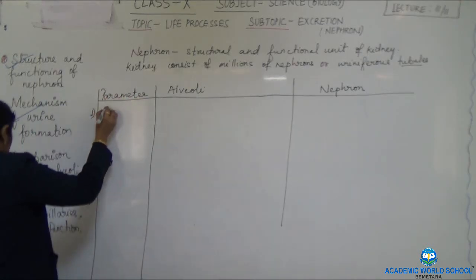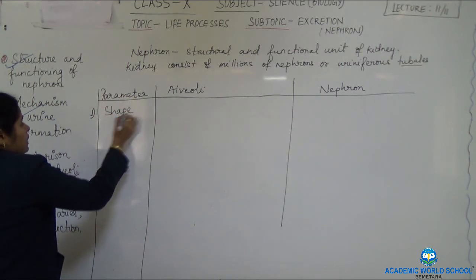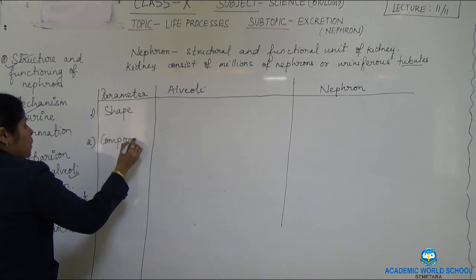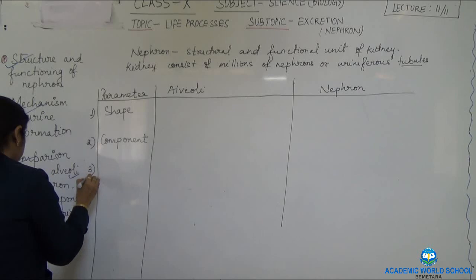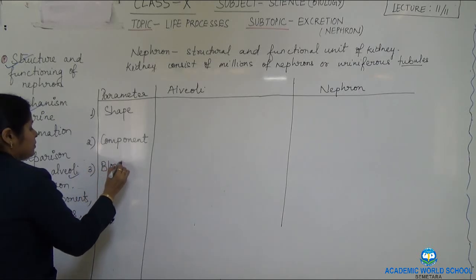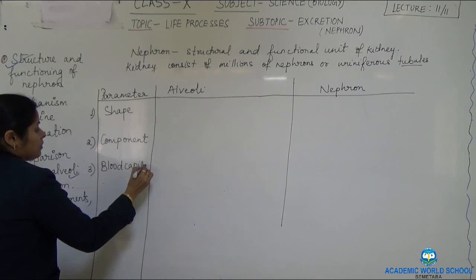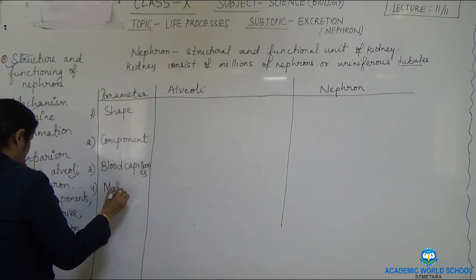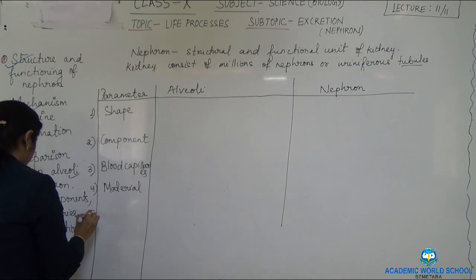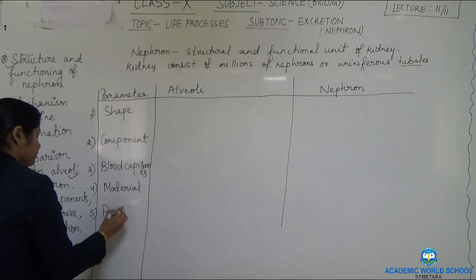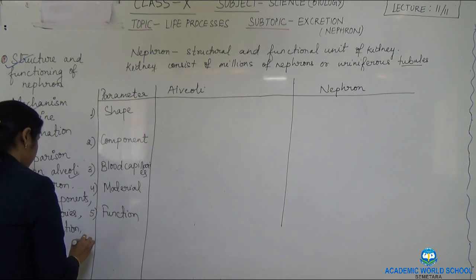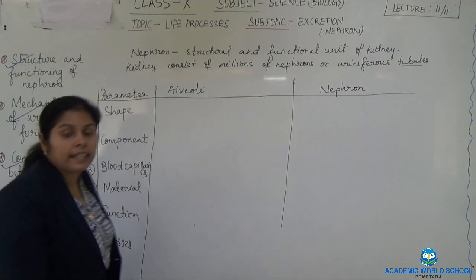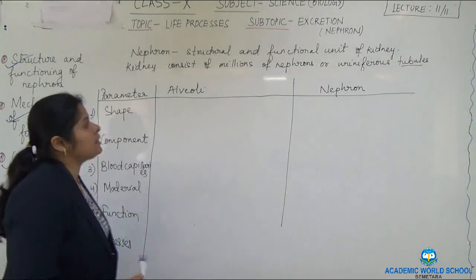The first parameter will be shape. Let me write down the parameters first, then we will differentiate. The second one is components. The third one is blood capillaries. The fourth one is material. The fifth one is function. And the sixth one is processes. This is an important question which is asked in the examination many a time. That's why we need to understand the difference.